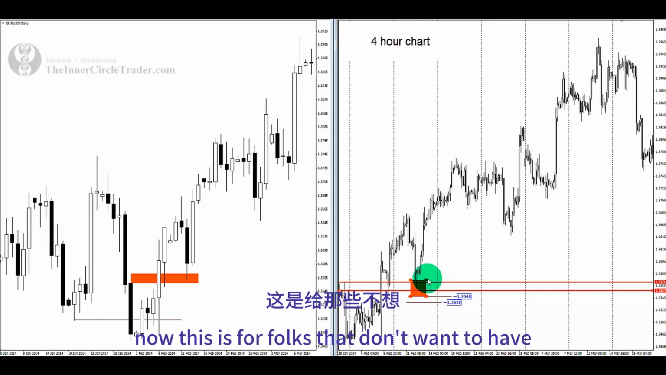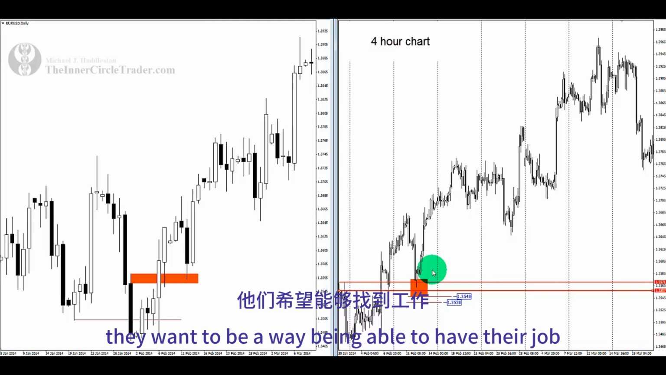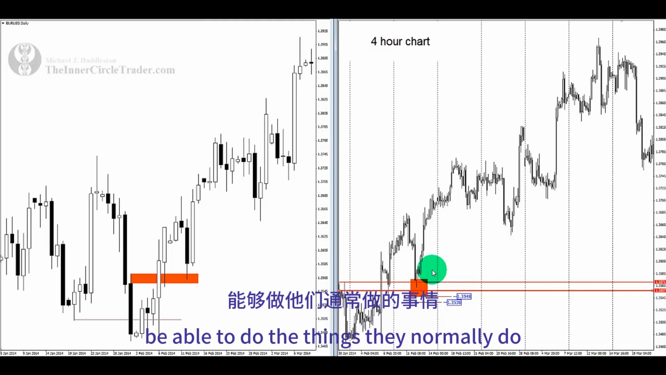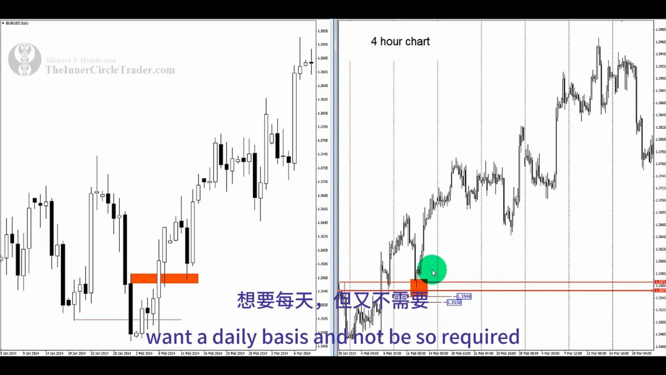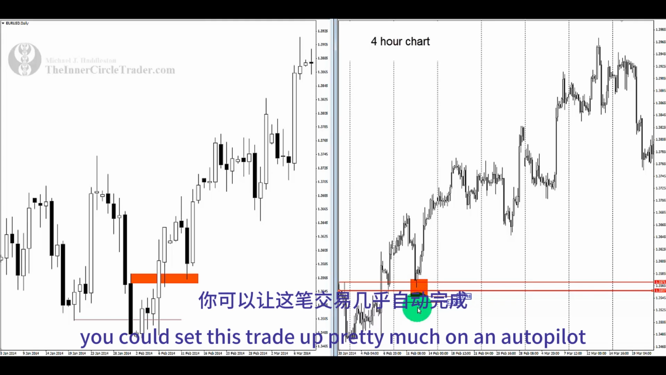Now, this is for folks that don't want to have to be in front of the charts. They want to be away, being able to have their job, be able to do the things they normally do on a daily basis, and not be so required to be in front of the charts all the time. You could set this trade up pretty much on autopilot.